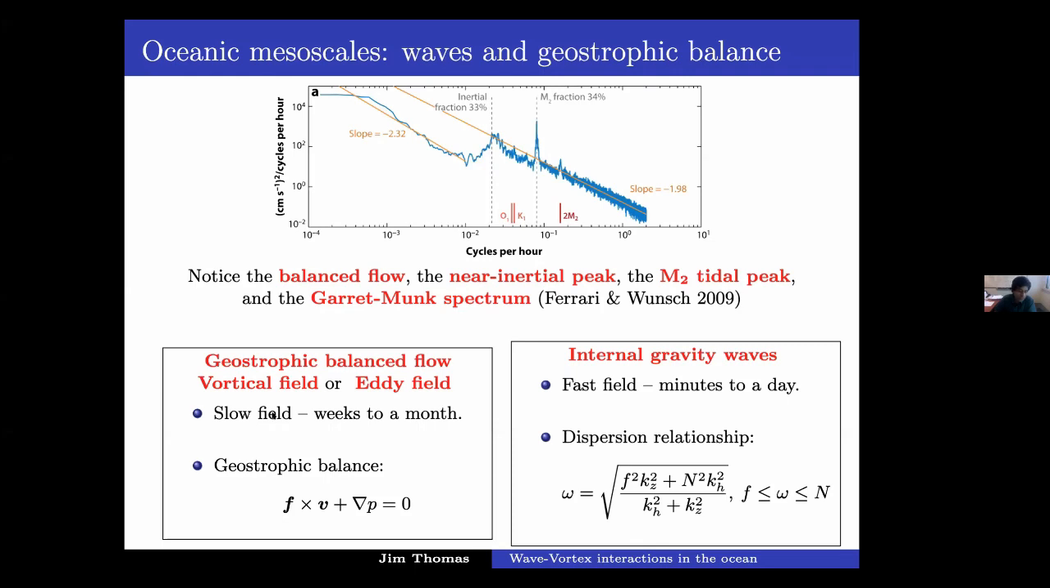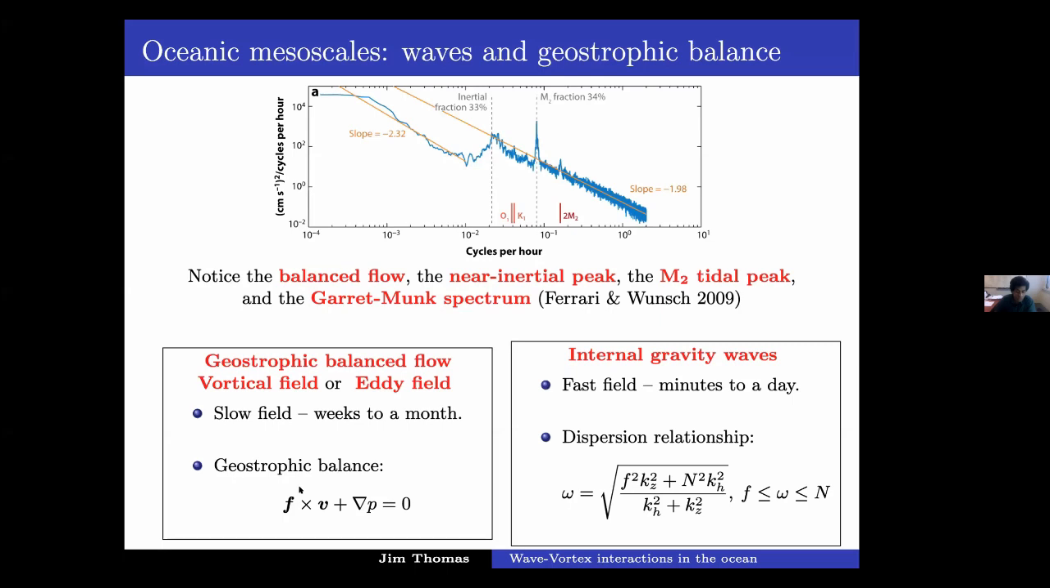So in the previous movie, we saw these vortices that were slow relative to waves. They have a time scale of weeks to a month. And this component is primarily geostrophic balance. If you write down the equations of motion in a rotating frame, this is a Coriolis term. The Coriolis term balances a pressure gradient, and this is called geostrophic balance.